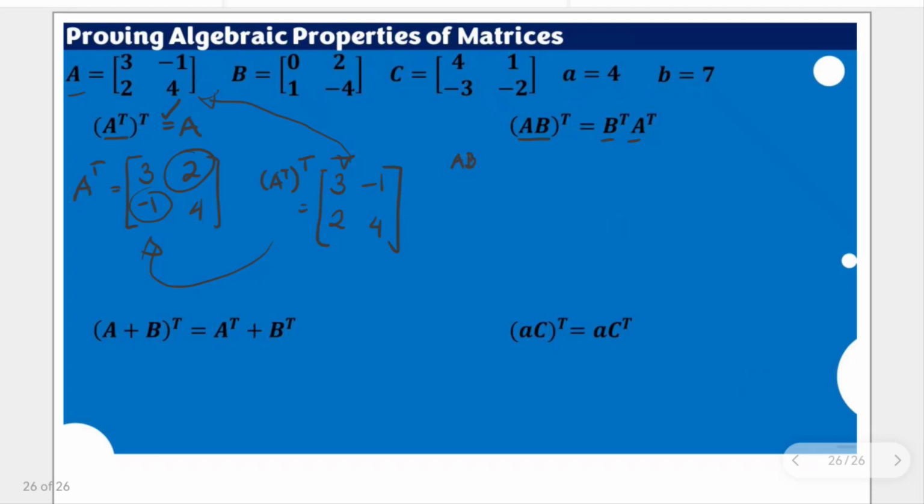So AB is defined as mentioned earlier. So we are going to multiply the row of A to the columns of B. 3 times 0 is 0. So -1 times 1 is, I have -1 here. The same row of A will be multiplied to the second column of B. So we have 3 times 2 is 6. -1 times -4 is +4. 6 and 4, 10.